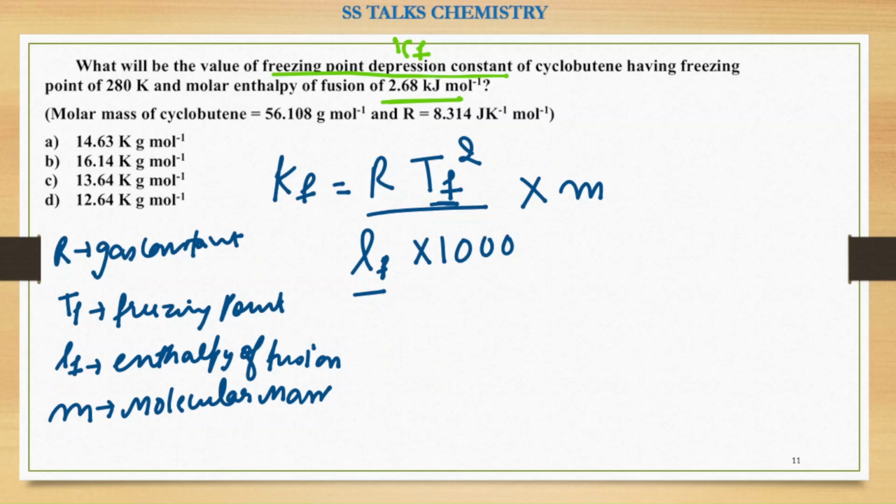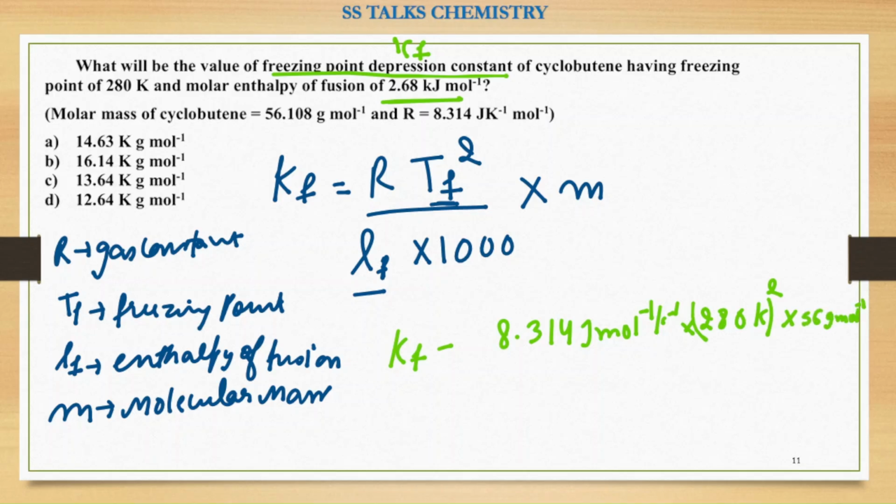Okay. So Kb value you can find it from there. Now for the Kf, just substitute the values over here. So Kf will be equal to 8.314 joule per mole per Kelvin into the 280 Kelvin square, that is RT_f square, into the molar mass of it, that you will be given as 56 grams per mole, right?